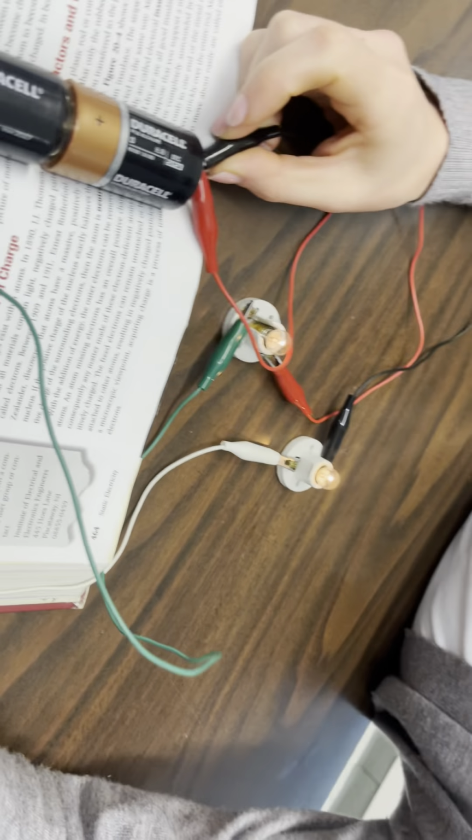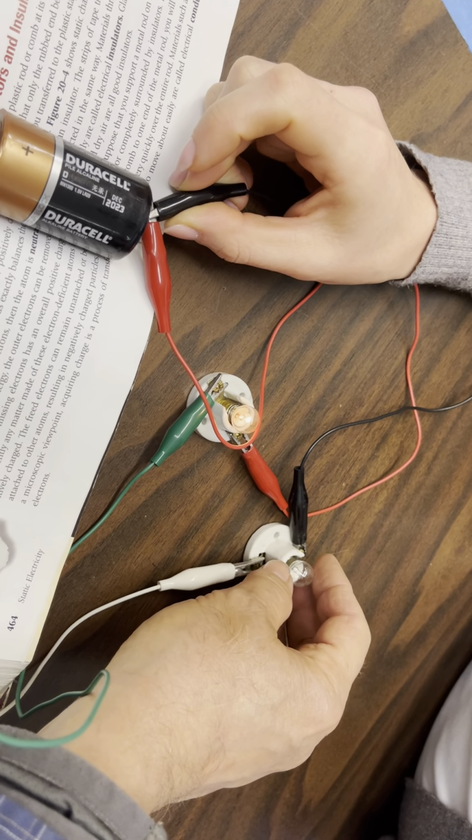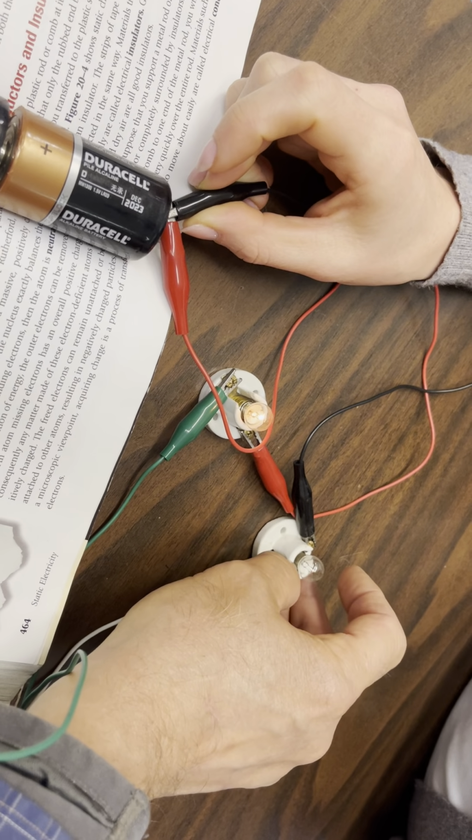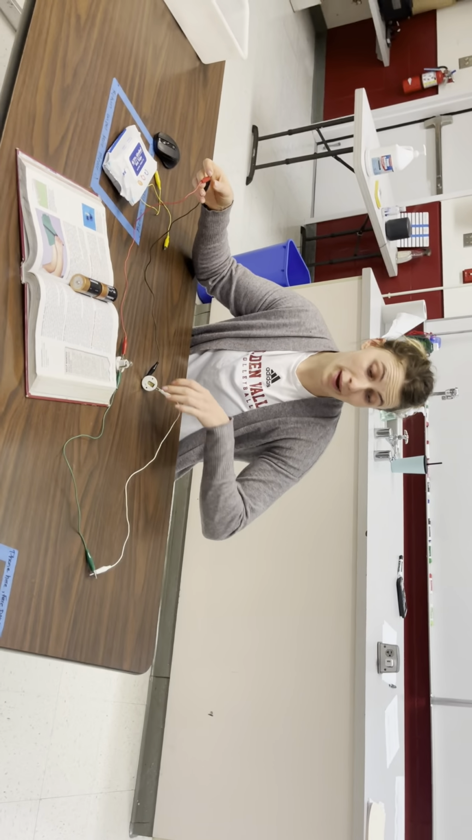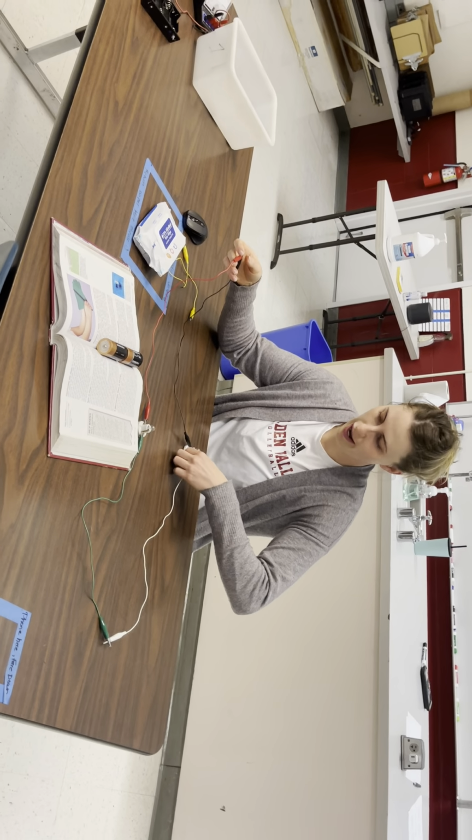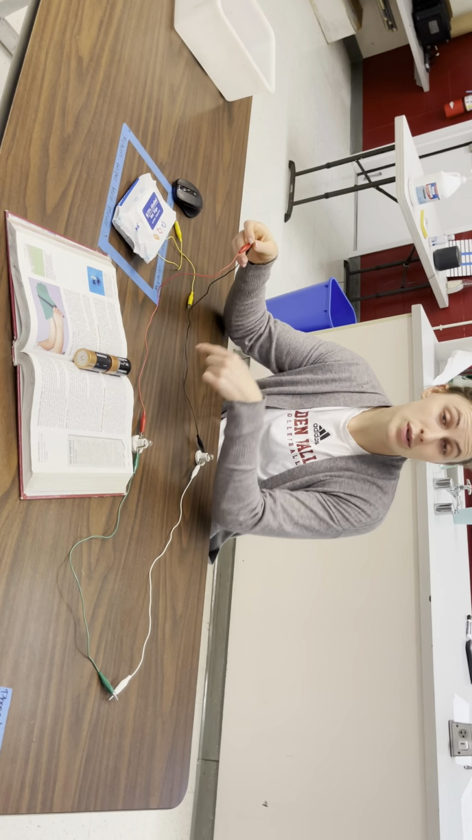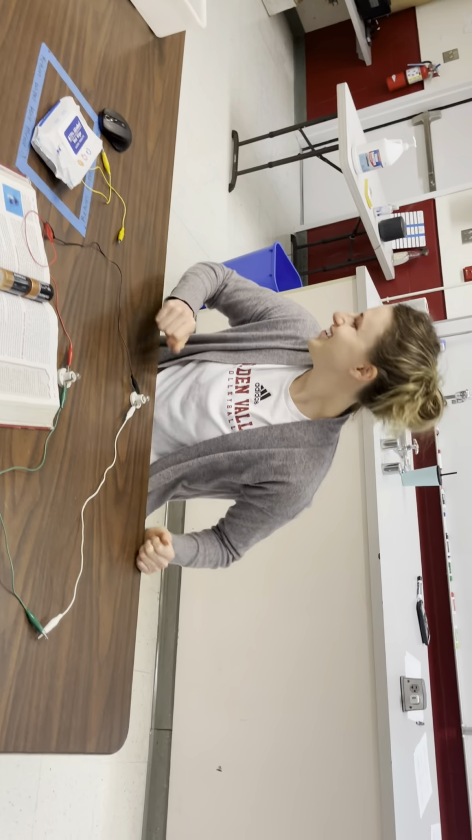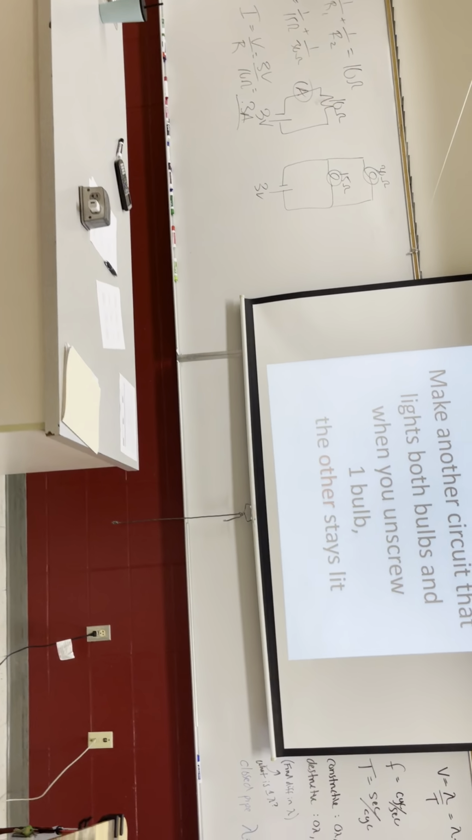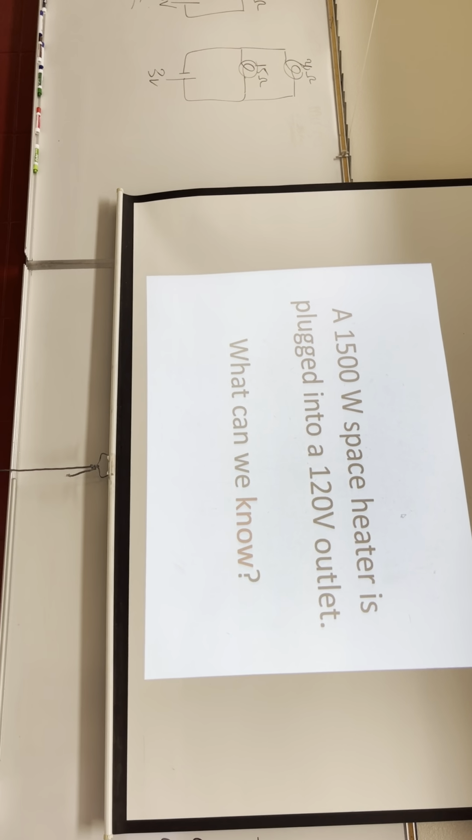I noticed these bulbs are much brighter. They're a lot brighter this time. So if I unscrew this and it goes out, the other one stays lit. And why is that? Well, you've got more than one path for the current to flow through, right? And so, although this path is being broken, this one's not, and the current can still go through it. And what kind of circuit is that? This is a parallel circuit. Parallel circuit. You guys do that, okay? Simple.